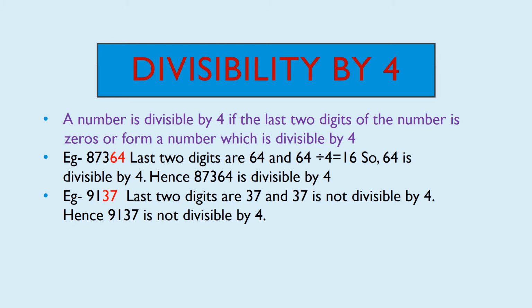Take another example, 9137. Now the last two digits of the number are 37. Is 37 divisible by 4? No, 37 is not divisible by 4 because it will not give the remainder 0. If you divide 37 by 4, you will not get the remainder 0. Hence, 37 is not divisible by 4. Therefore, 9137 is also not divisible by 4.